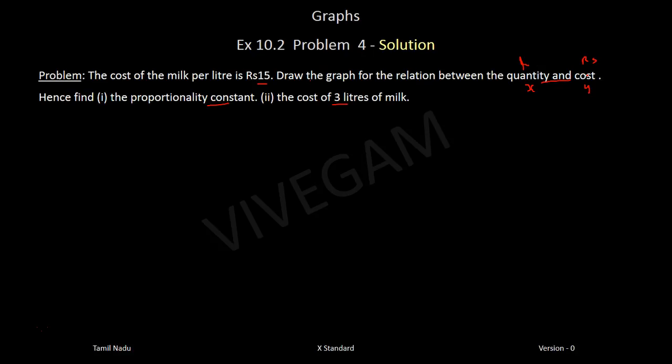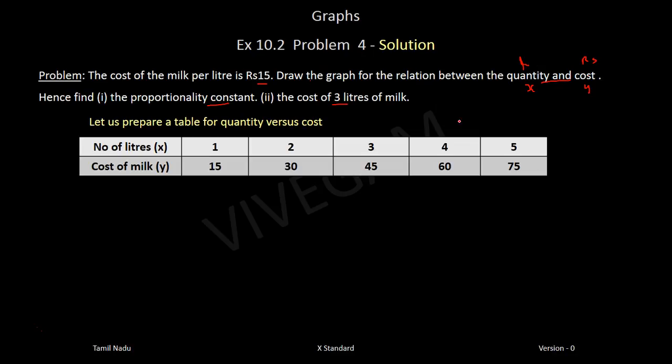So first thing, for all these things we need to draw a graph. Create a table, right? So how will we create the table? We know the quantity, this is x, right? Because depending on this only this will vary. When the quantity changes from 1 liter to 2 liters, the cost will change from 15 rupees to 30 rupees. So this is independent variable x and this is dependent variable y. So here I've got the table, number of liters x and the cost of milk y.